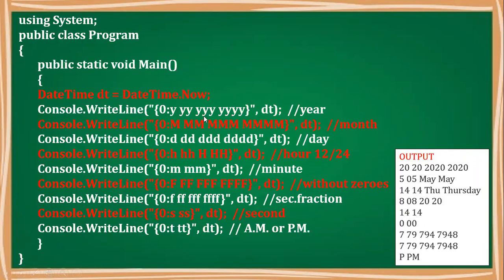But if you are writing 3 y, it is converting into a 4-digit year, 2020, because a year cannot be in 3 digits, either it is 2 or 4, but here we have provided 3. So it is still going to print 2020. And if we give 4 y, obviously it is going to give you 2020. I think you understand how this Console.WriteLine formatting is working.